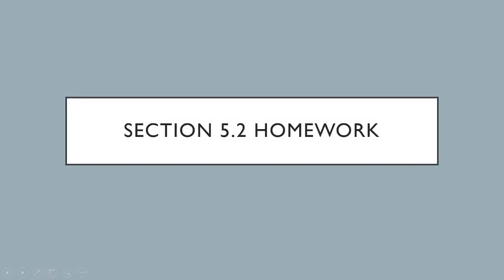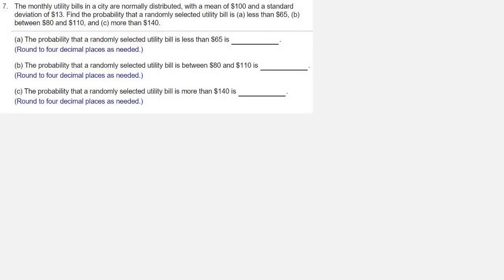We're looking at homework from section 5.2. This is question number 7. The monthly utility bills in a city are normally distributed, with a mean of $100 and a standard deviation of $13. Find the probability that a randomly selected utility bill is A, less than $65, B, between $80 and $110, and C, more than $140.